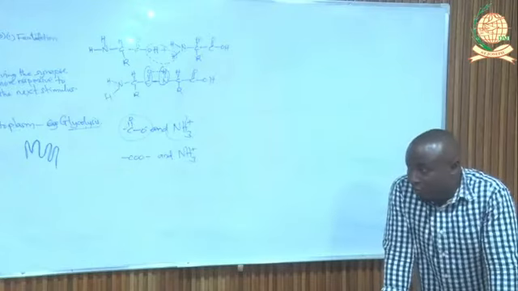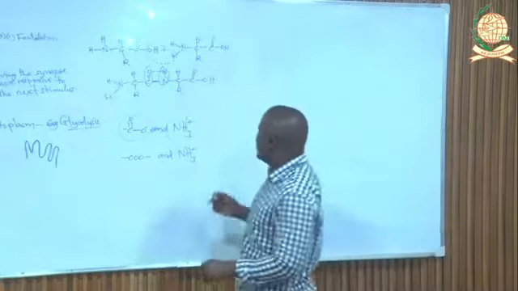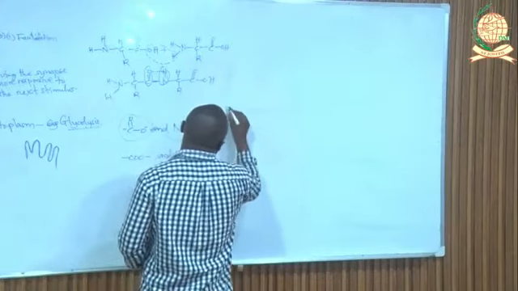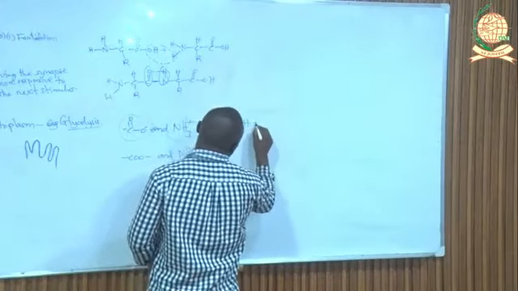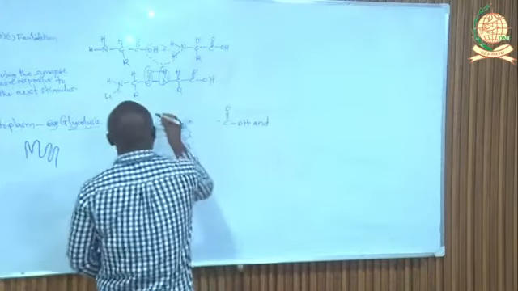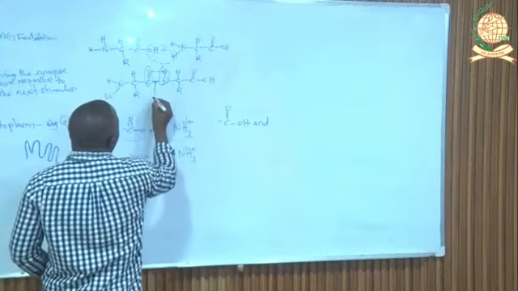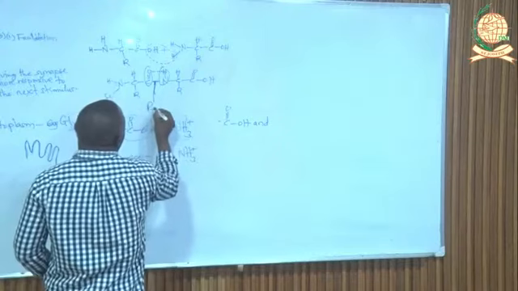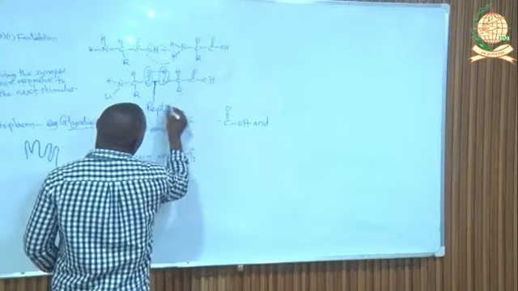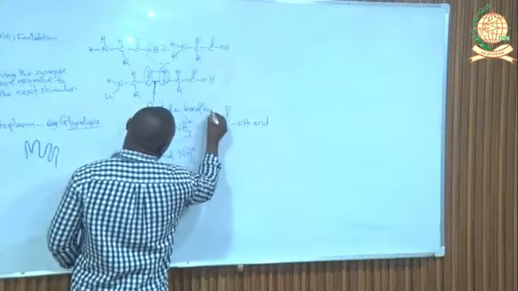And the last in the formation of protein is the peptide bond. Peptide bond is the bond between the acidic carboxylic group, this one, and the basic amino group. For example, here, this is peptide linkage. This is peptide bond or linkage.